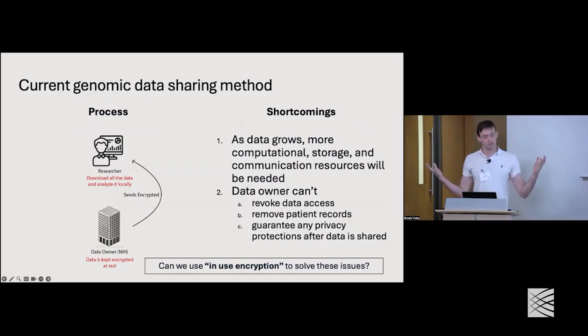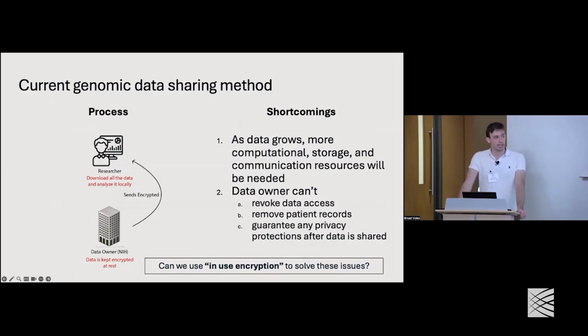And then a researcher wants to analyze this, so they download it all locally, and then they perform the analysis, which is great. But as data continues to grow and we get more and more genomic data, the computational, storage, and communication costs to just download it start to really blow up. Furthermore, the data owner really has no control over any guarantees of privacy or security.